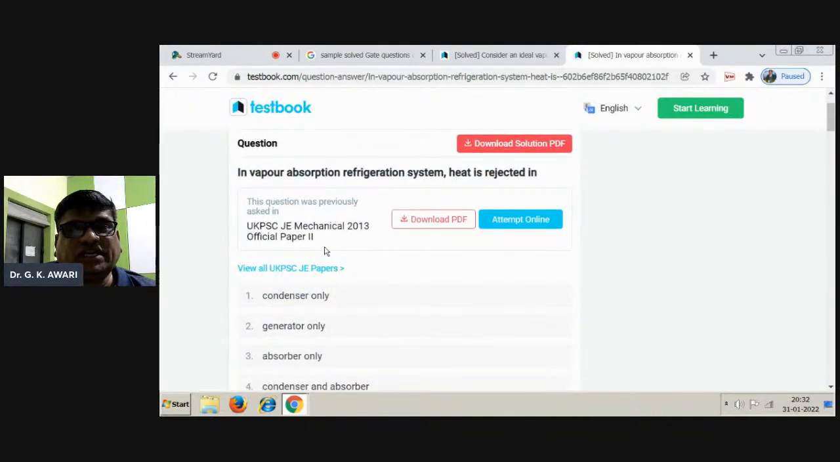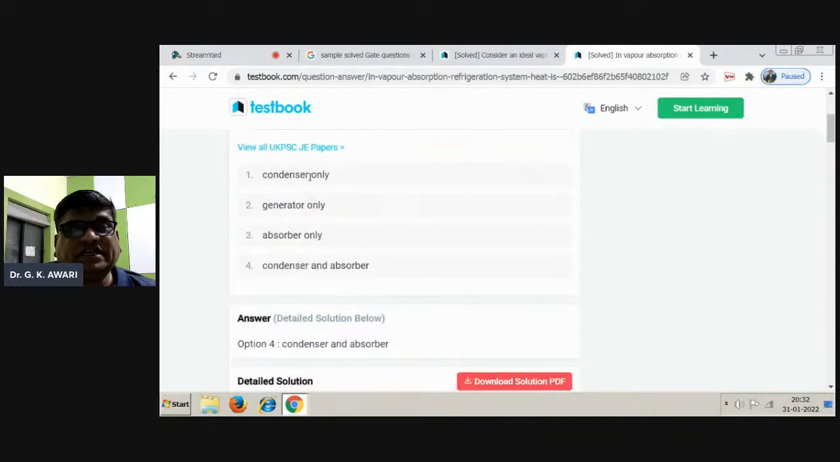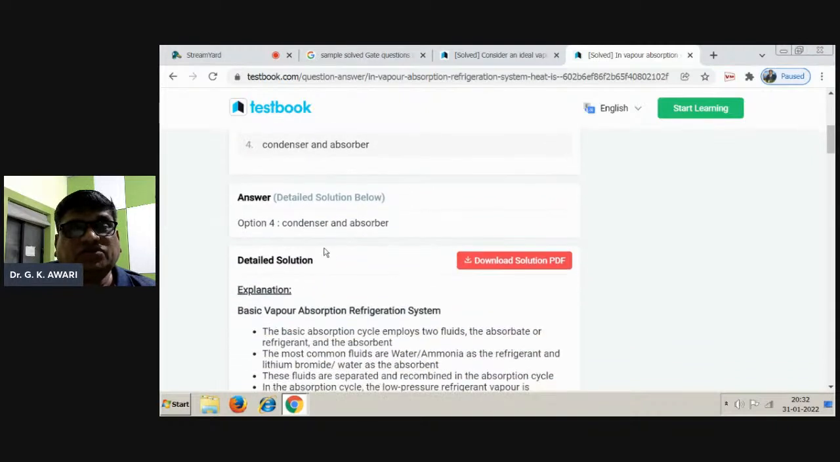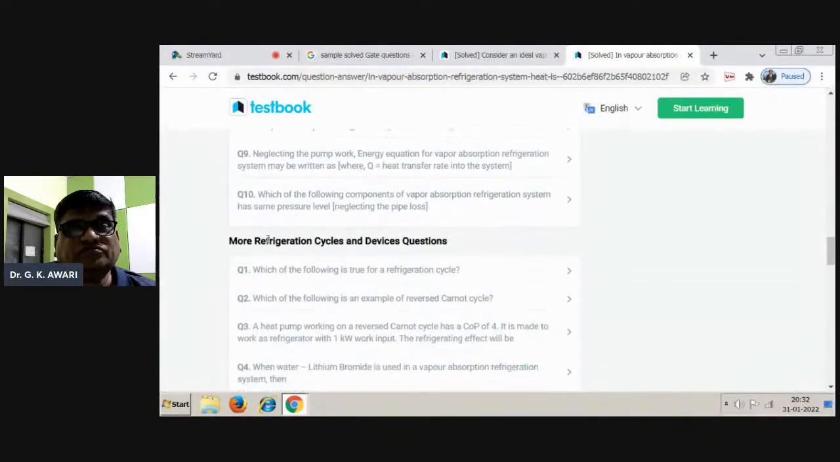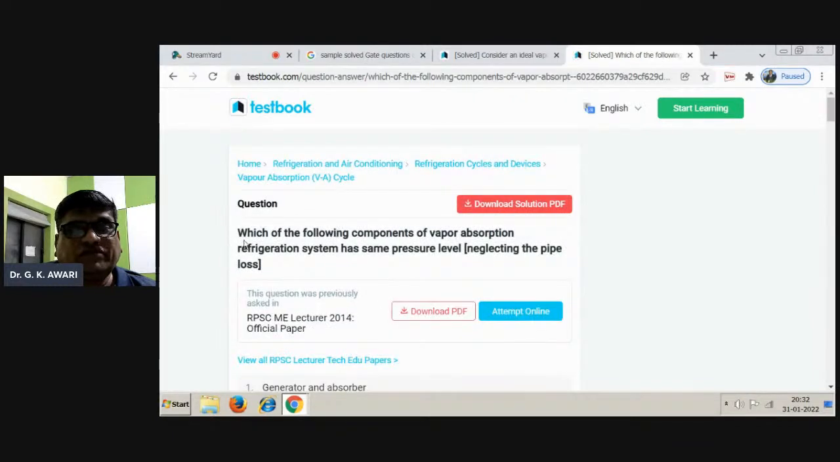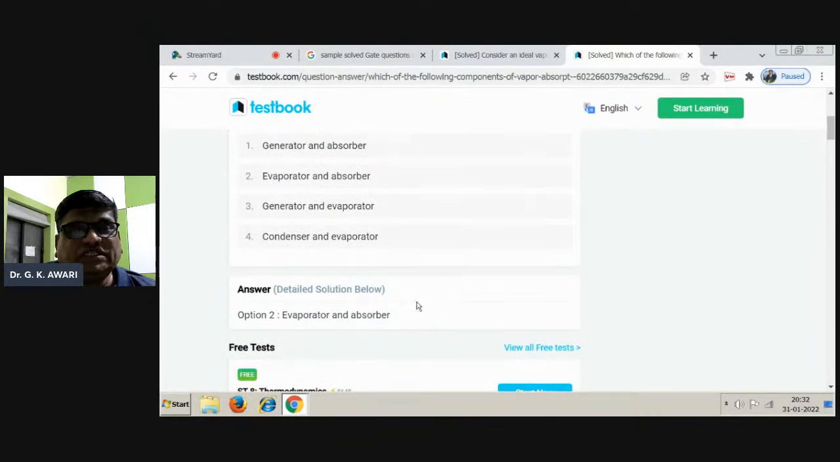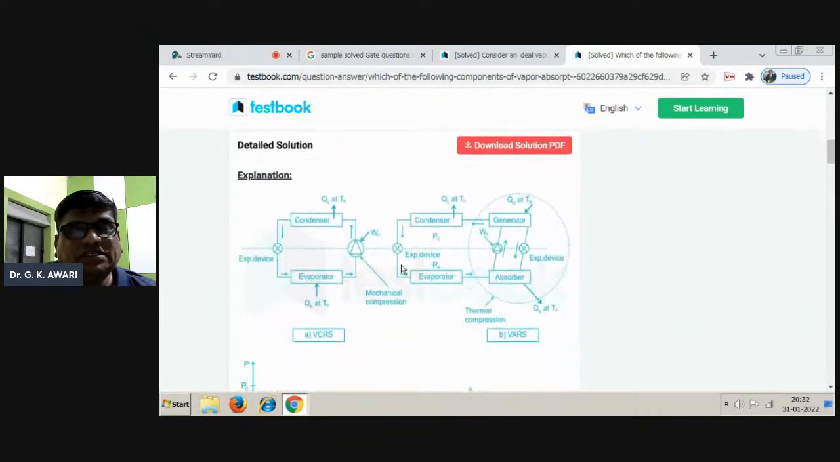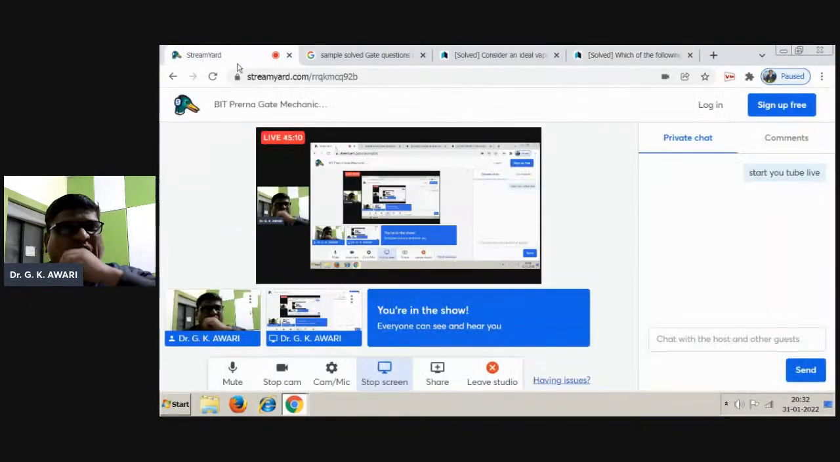Again a question: in a vapor absorption refrigeration system, heat is rejected in the condenser only, generator only, absorber, or condenser and absorber. So it is rejected in the condenser and the absorber. Then which of the following components of a vapor absorption refrigeration system have the same pressure level, neglecting pipe losses? It is the evaporator and the absorber. The explanation is being shown.